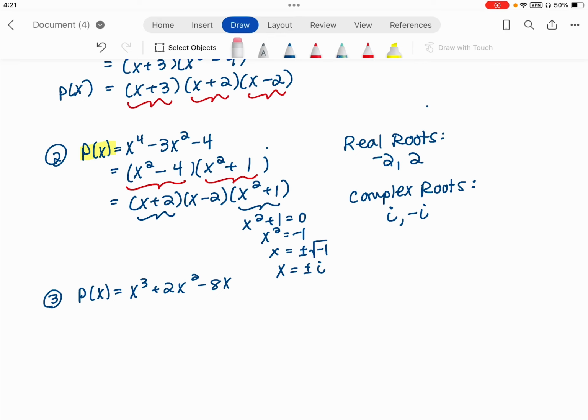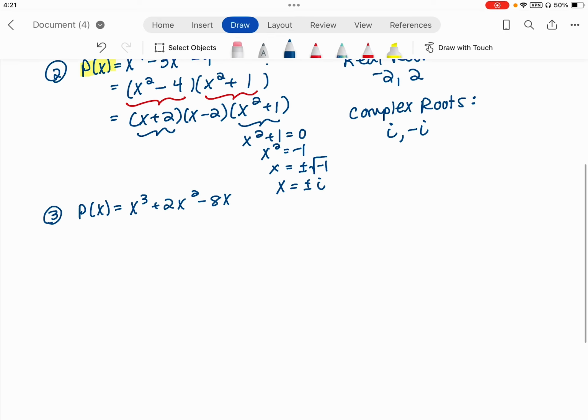All right, and so let's go down to this third one here. This is a 3rd degree polynomial, so that tells me we have up to 3 roots. I'm going to use factoring. Notice here I have a greatest common factor of x. So I can factor that out of each term. And then I have a trinomial that will factor more to x plus 4, x minus 2.